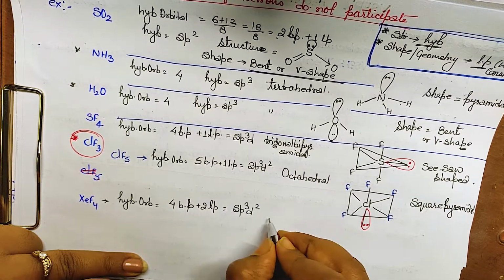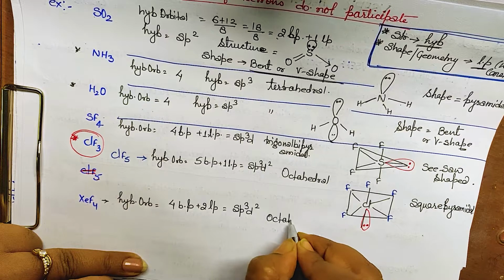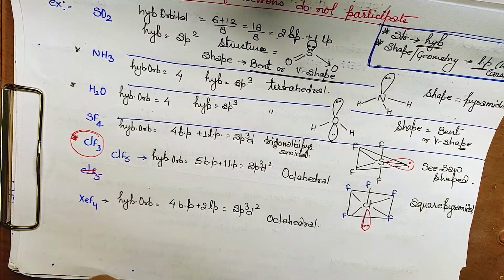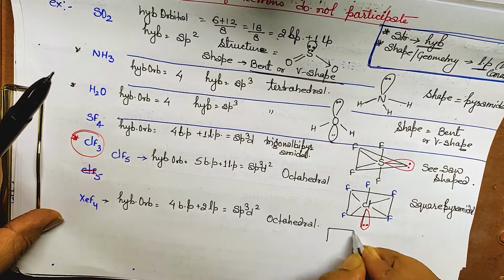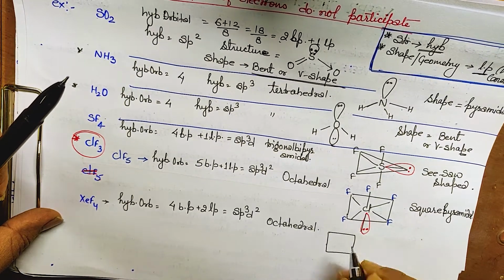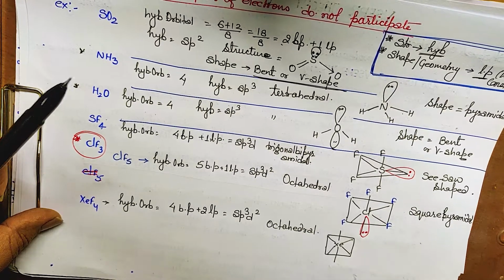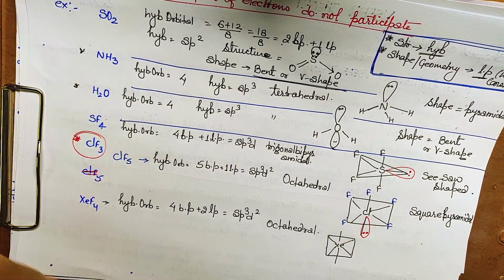sp3d2. That means its structure is also octahedral. But what about the shape? If we draw this shape, this is XeF4. Let me draw it over here. Xe, and this is 4 here, isn't it? So it has 2 lone pairs, isn't it?